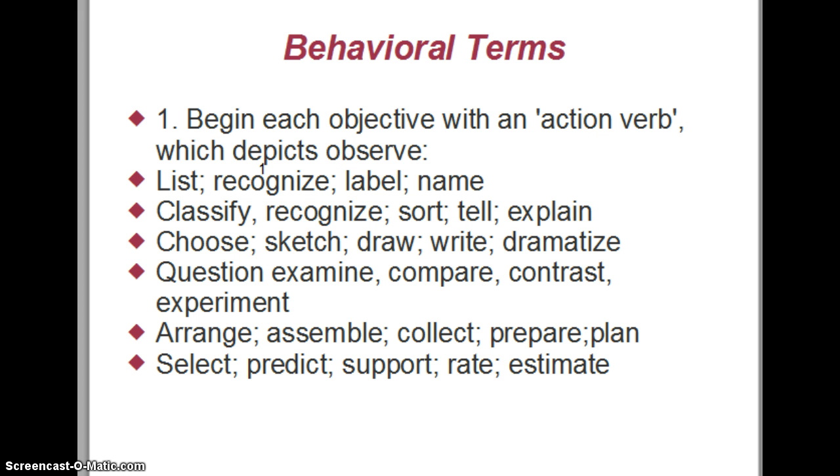Let's look at behavioral terms and how exactly to write an objective. You're going to begin each of your objectives with an action verb. These that I have shown here are examples of action verbs. You can list something, recognize something, draw something, question something, assemble something, collect something, prepare something, select something. These are all action words.